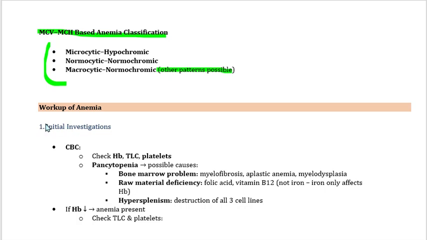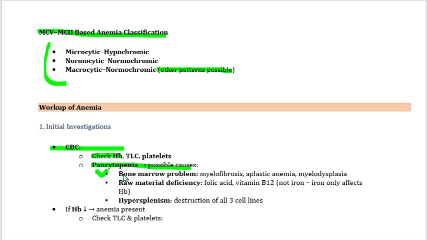When a patient with these symptoms presents to us and we're suspecting anemia, what is the workup that we need to do? So initial investigation includes CBC. First we check hemoglobin, TLC and platelets, because if lone hemoglobin is decreased, then it is anemia, and if the TLC and platelets are also decreased, then it means it is pancytopenia and it has other causes.